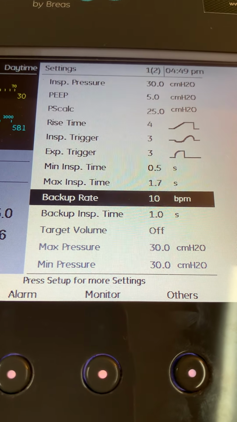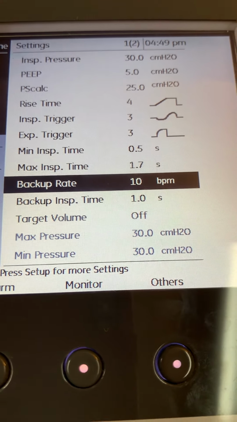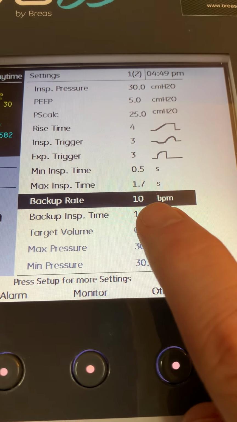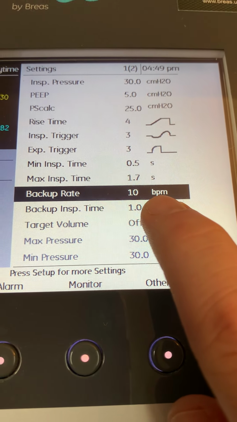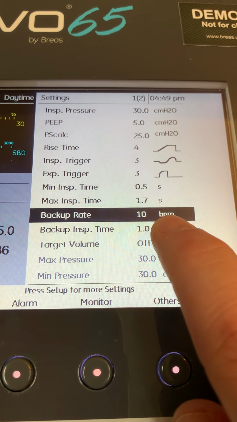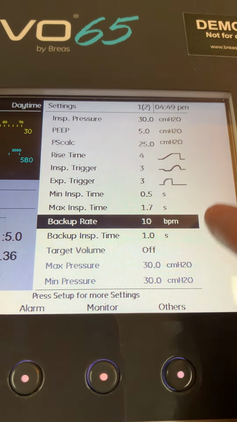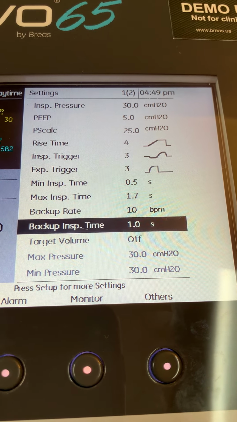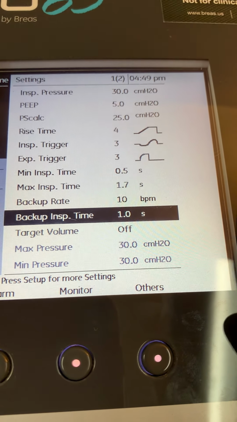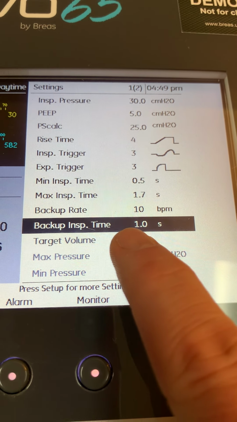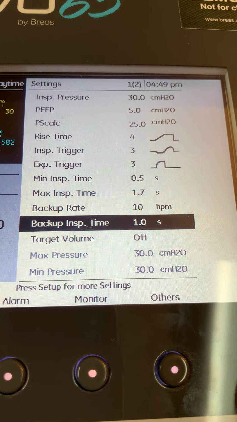All right. Another important note is the backup rate. The backup rate in pressure support, okay, is based on a spontaneous effort. So if the ventilator does not recognize a spontaneous rate higher than 10 breaths per minute, then the backup rate kicks in on the machine. The backup inspiratory time, when the backup rate is being delivered, you can set that backup I time as well. Okay.